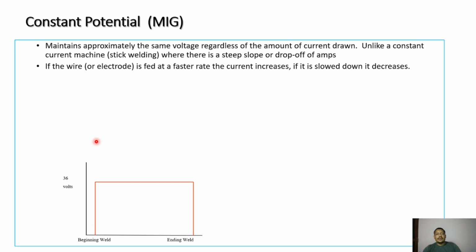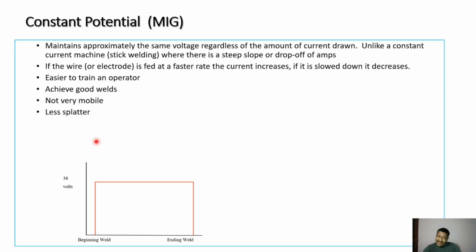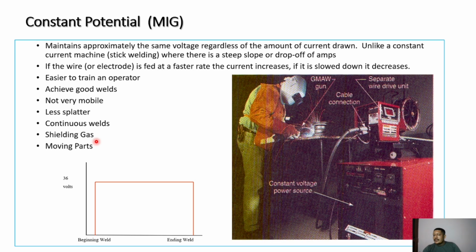If the wire or electrode is fed at a faster rate, the current increases. If it is slowed down, it decreases. So it is easier to train an operator. It achieves a good weld, not very mobile, lesser spatter, continuous welds are possible, and the supply of shielding gas can be provided. This part we will discuss later. There are fewer moving parts. So a constant voltage power source, as you can see, is marked here for the GMAW process, the gas metal arc welding process.